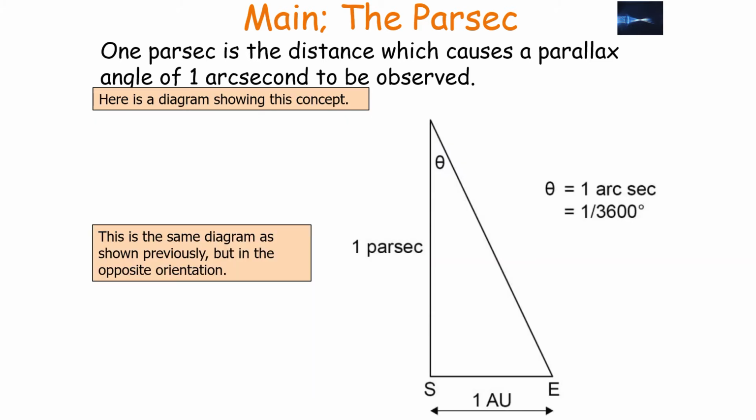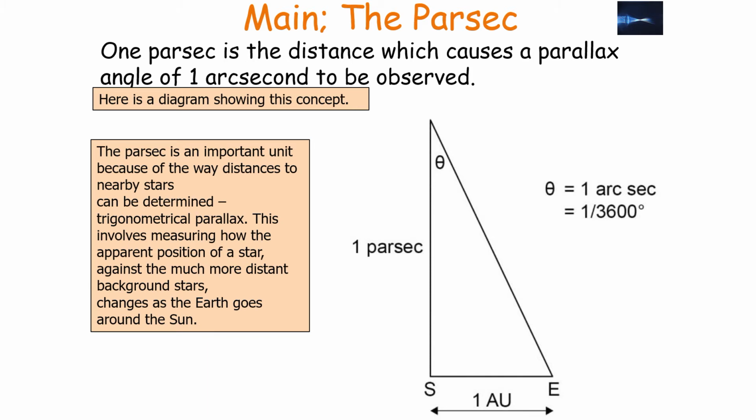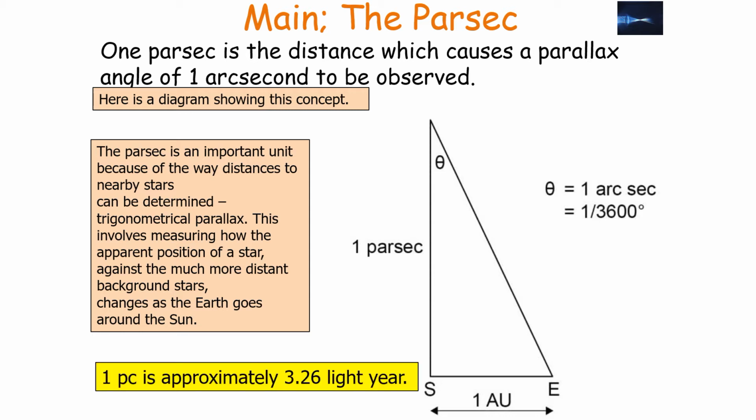Now, here is the same diagram as shown previously, but in the opposite orientation. The parsec is an important unit because of the way distances to nearby stars can be determined, trigonometrical parallax. So therefore it involves measuring the apparent position of the star against the much more distant background star and how it changes as the Earth goes around the Sun. Now 1 parsec is approximately 3.26 light years.